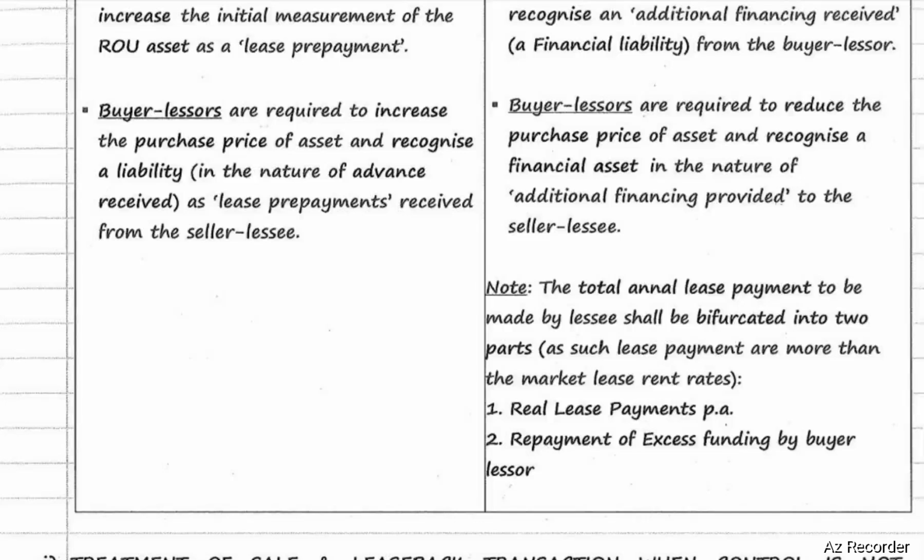The total annual lease payment to be made by lessee shall be bifurcated into two parts, as such lease payments are more than the market lease rent rates. First part is real lease payments per annum. Second part is repayment of excess funding by buyer lessor.